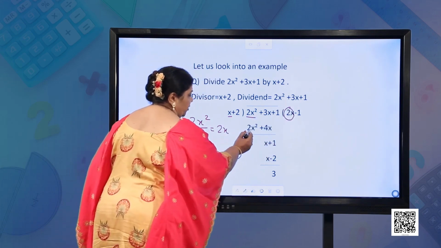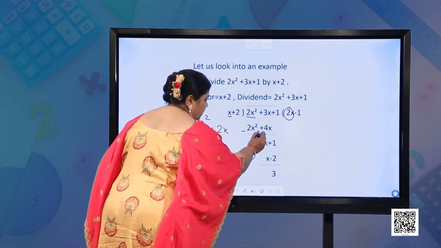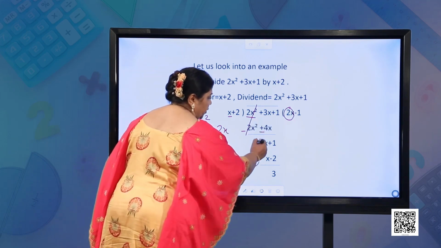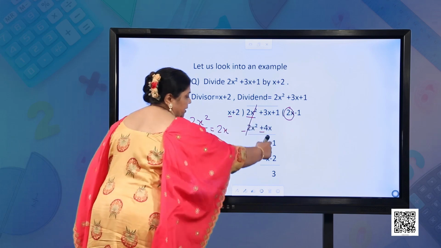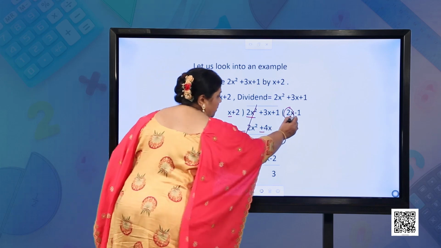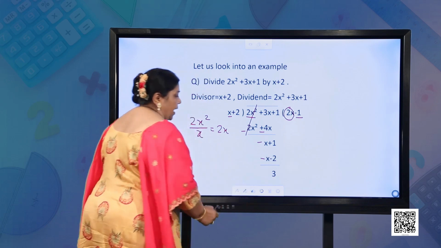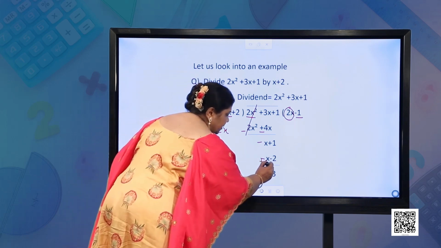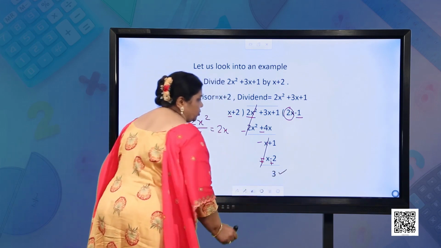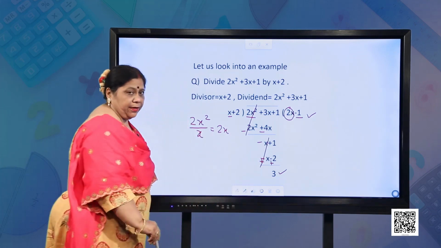So, 2x into x will give me 2x square and 2x into 2 will give me 4x. Now, on subtracting, we see that 2x square gets cancelled and 3x minus 4x will give me minus x plus 1. Now, I have x here and I require minus x. So, I will multiply by minus 1. So, minus x minus 2 I get, and when I change the signs, what do I get? x gets cancelled and the remainder is 3. So, I get quotient as 2x minus 1 and remainder as 3.